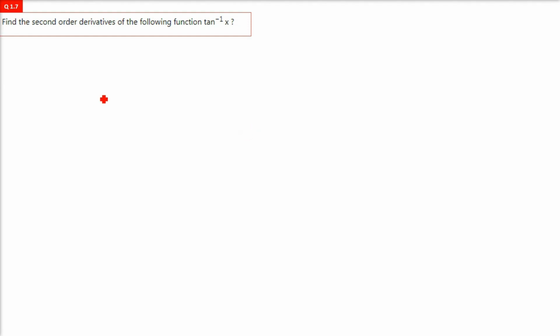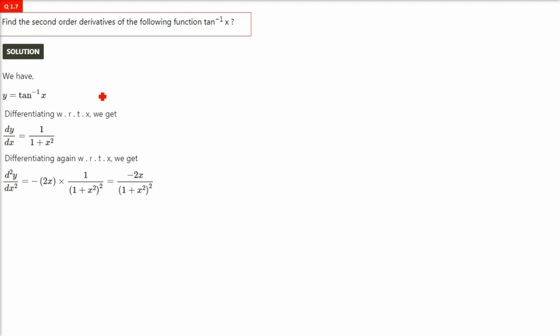Now we have an inverse trigonometric function here, which is tan inverse x. And I hope you have all the idea about the differentiation of the inverse trigonometric function. So y equals tan inverse x. Y prime, that is dy by dx, of tan inverse x is 1 by 1 plus x square.